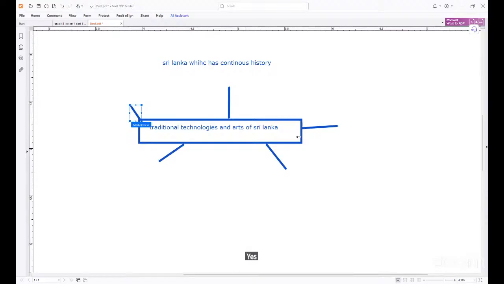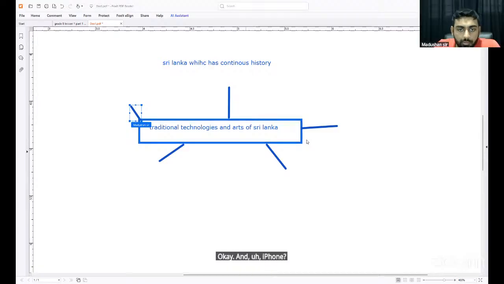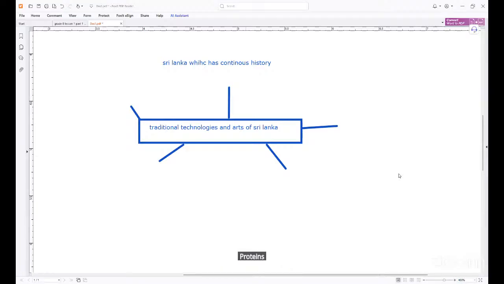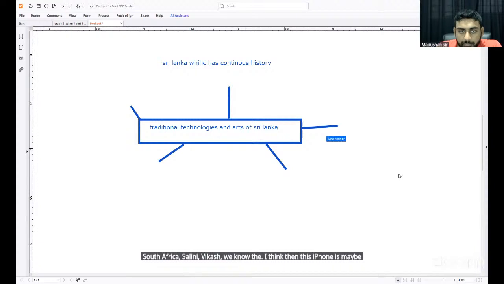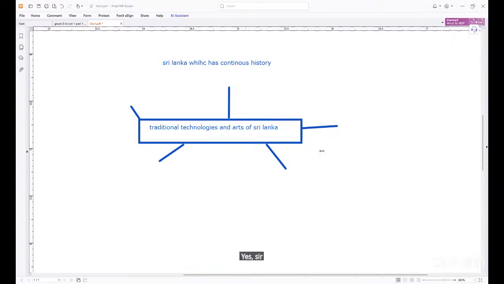Akif, Aaron, Harun, Ashansa, Hasu. Okay. Nakib, Rachel, Hashmitan, Sades, Shashrika, Selini, Vikash, Vinodi, Sihatma, Zineib. I think then this iPhone is maybe Jitula, is it? Yes, sir. Okay.